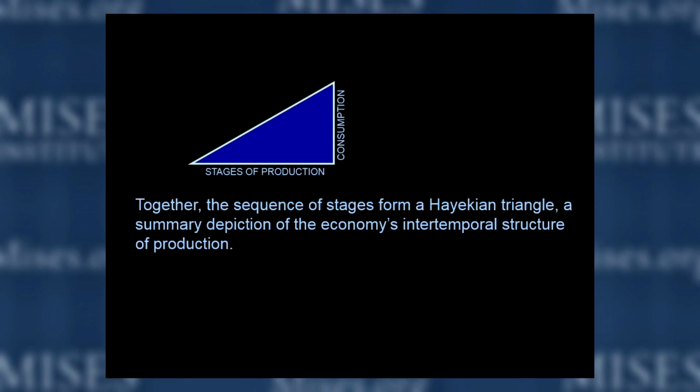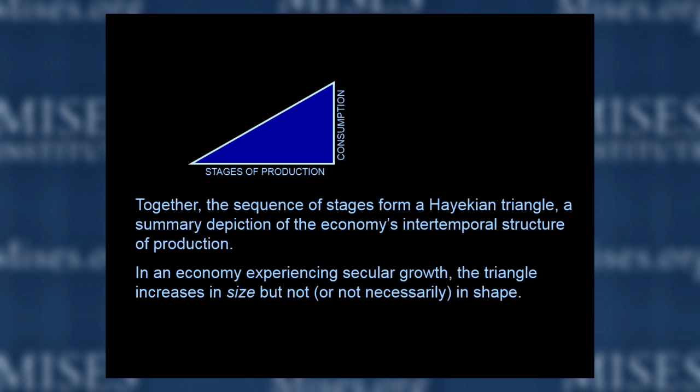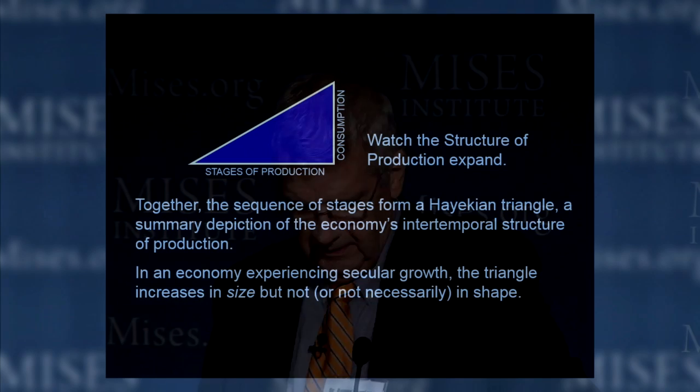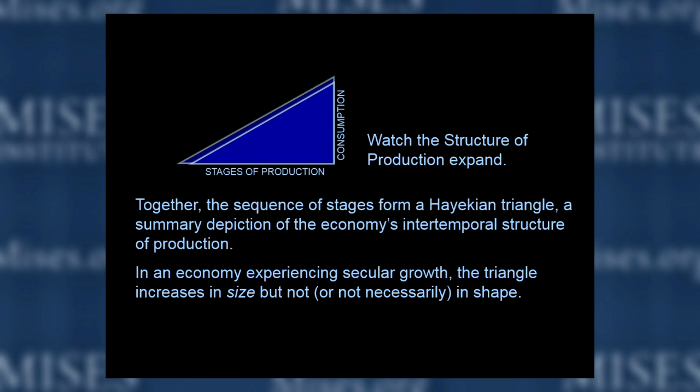Okay. So together the sequence of stages form a Hayekian triangle, a summary depiction of the economy's intertemporal structure of production. In an economy experiencing secular growth, the triangle increases in size, but not necessarily in shape. Some people would say that if it increases in size, people tend to save more proportionally. Well, they may, but we'll show it as just an increase in size.